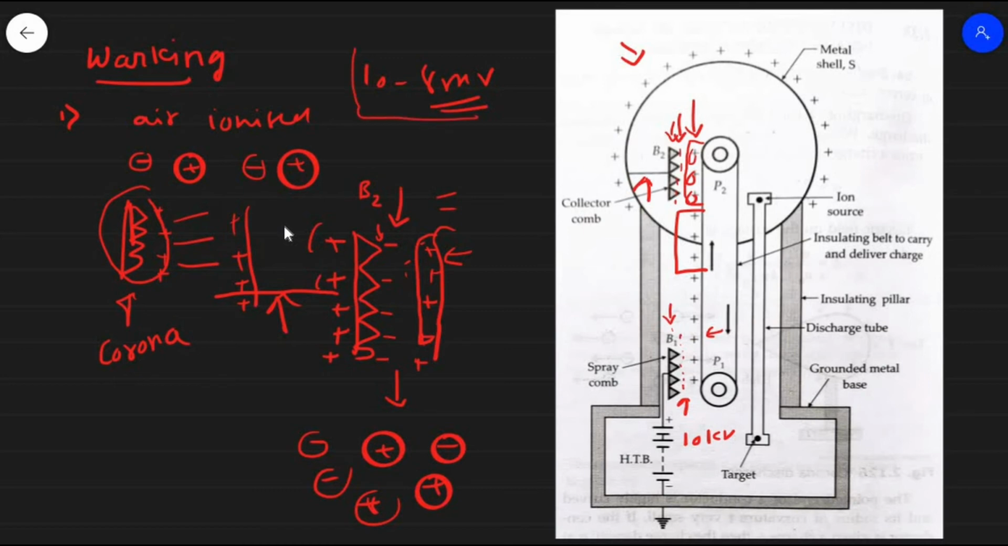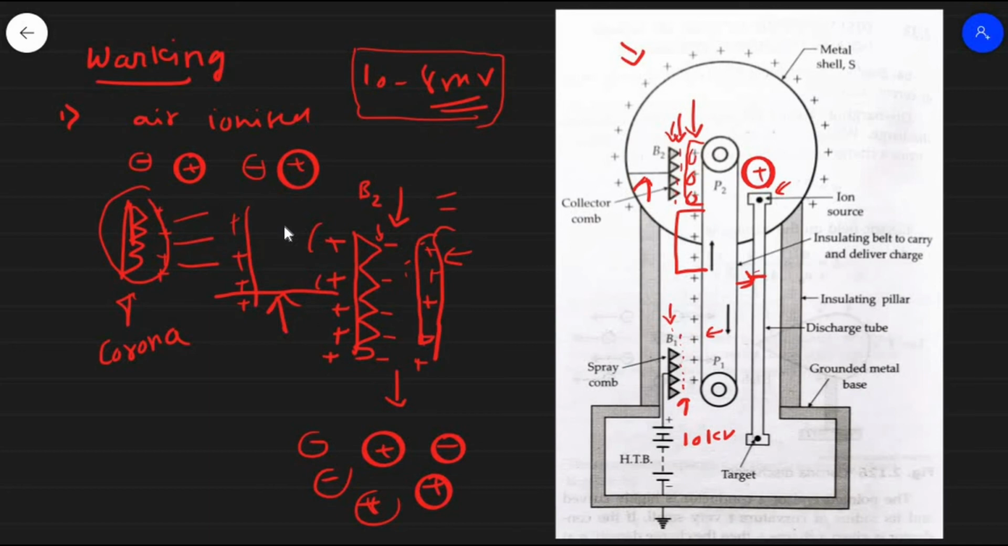Since we have generated the positive potential at the surface of the spherical shell, now what will happen? We will take a discharge tube. Okay, this is basically a discharge tube, right? This is a discharge tube, and we will keep a positive ion source at this point, right? And what will happen? The potential here is due to positive charges, right? And this ion source is also a positive charge.